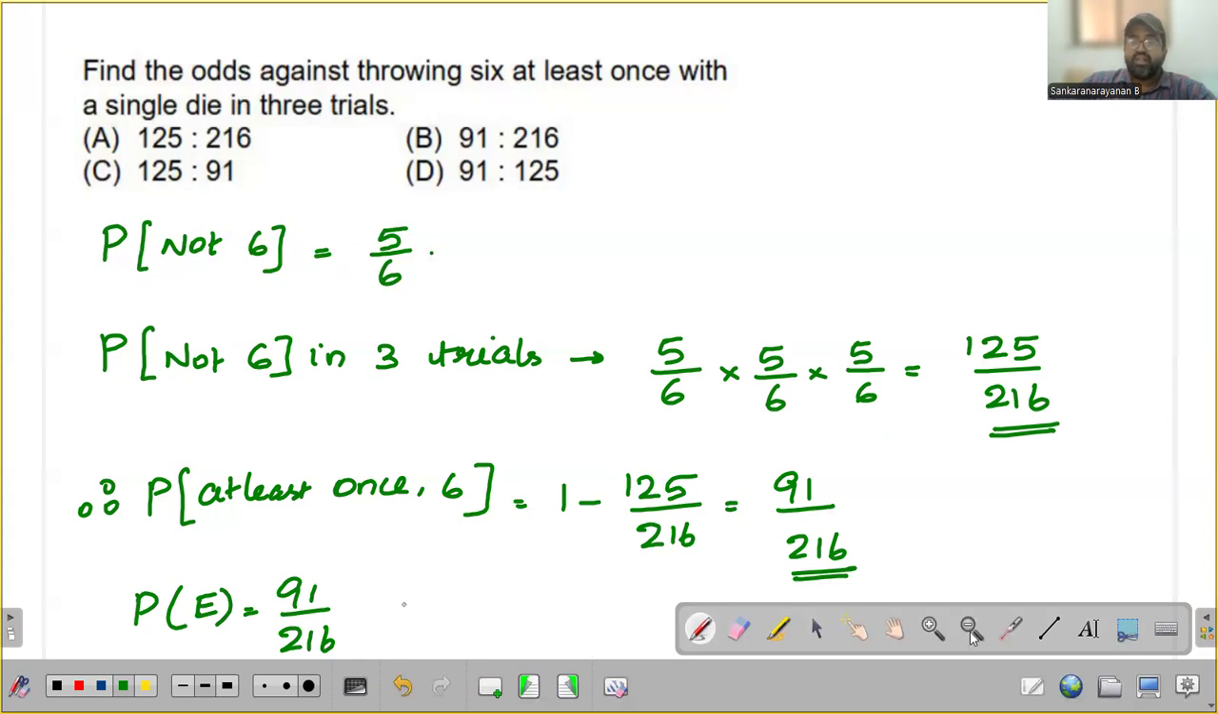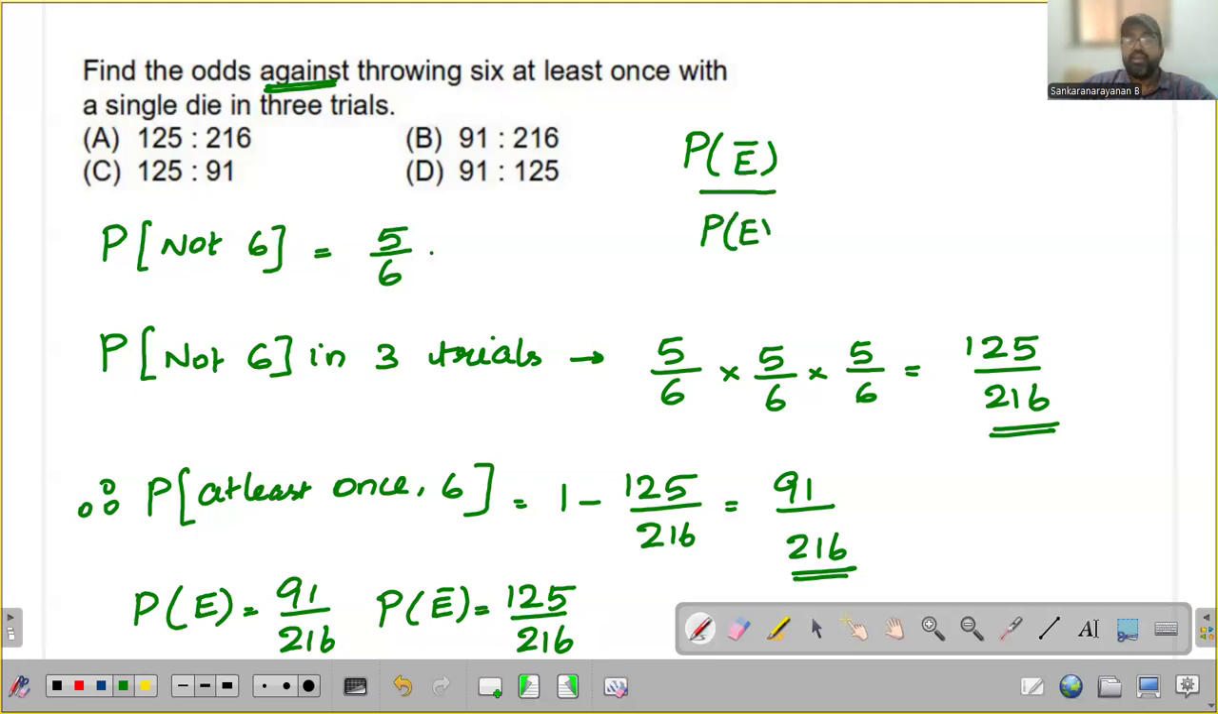Because you see the question here, find the odds against throwing 6 at least once. That is what is asked. So what is that, P of E bar? You can see that it will be 1 minus 91 by 216, it is 125 divided by 216. Okay. Now we got those two values ready. You are asked to find the odds against the event. So what you are expected to find out is P of E bar divided by P of E.